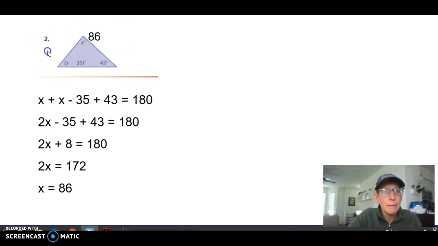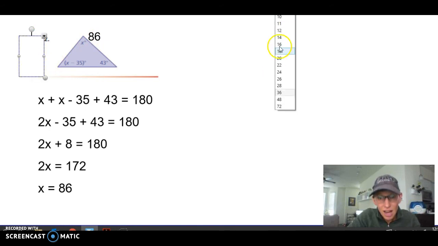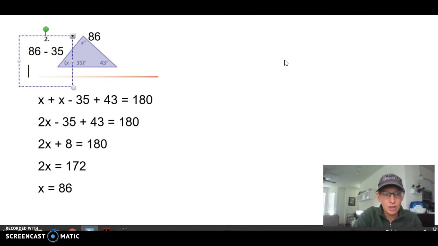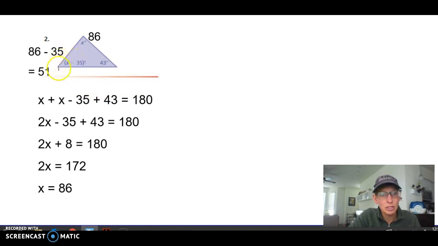But this one over here is actually not 86 degrees because it's x minus 35. So that's going to be 86 degrees minus 35, and that's going to equal 86 minus 35. You will be left with 51. So that corner down there, this one is actually going to be 51 degrees. And again, this should look familiar. So now let's add on for reals.